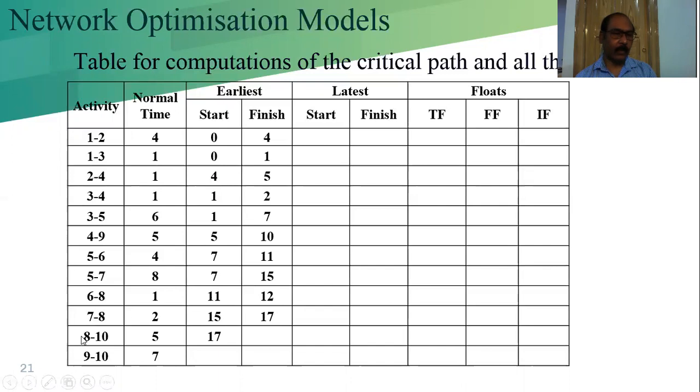Now we are going to calculate 8 and 10, that is the 2, 8. So what value is there? One is 12 and another is 17. Which one is the maximum? The maximum is 17. So 17 will come here as the earliest start, and the duration is 5. So this will be 22. 17 plus 5 is 22.